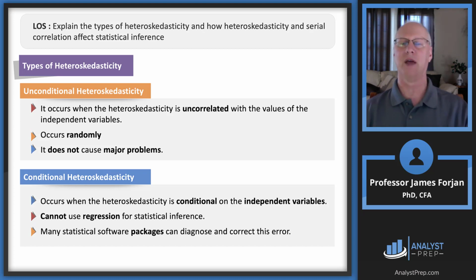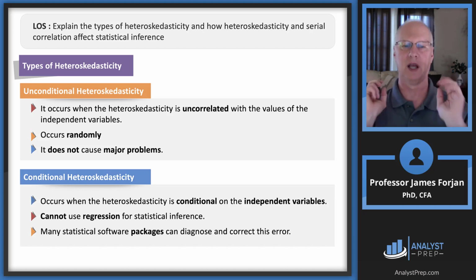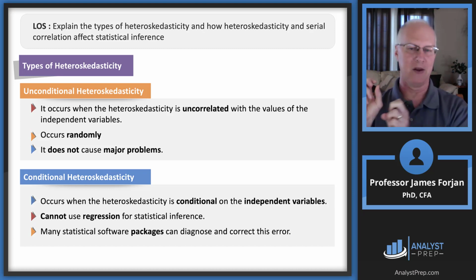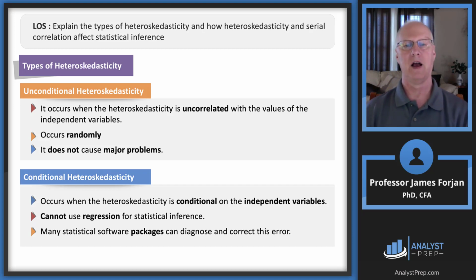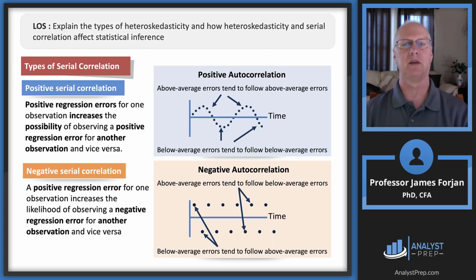And so what happens then is that lots of packages will come up and say, flashing red lights, you have conditional heteroskedasticity, and we can correct it using some of this stuff. I have a slide at the end of the deck to show you how to correct for conditional heteroskedasticity.